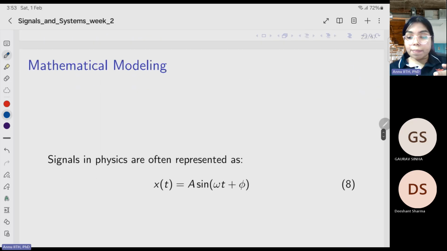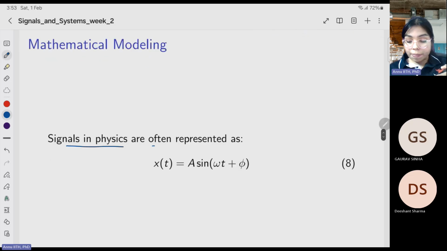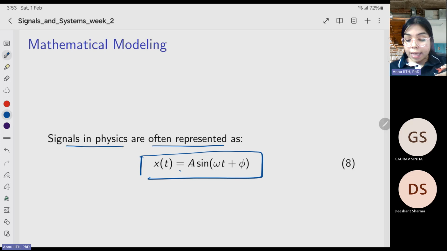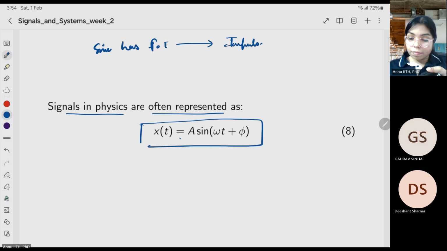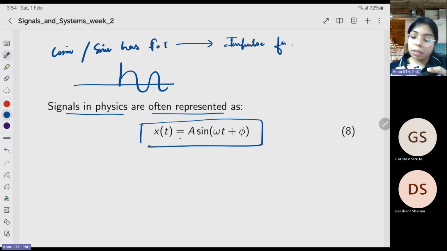So how will you mathematically model it? Signals in physics are often represented as A sin(omega t + phi). So we are representing in terms of sinusoids. You may wonder why we always represent the signal as a sinusoid, not a triangle, rectangle, or square wave. Because sine has a Fourier transform of impulse functions. Sine and cosine both come under the umbrella of sinusoids, so sine and cosine have a Fourier transform of impulse functions.